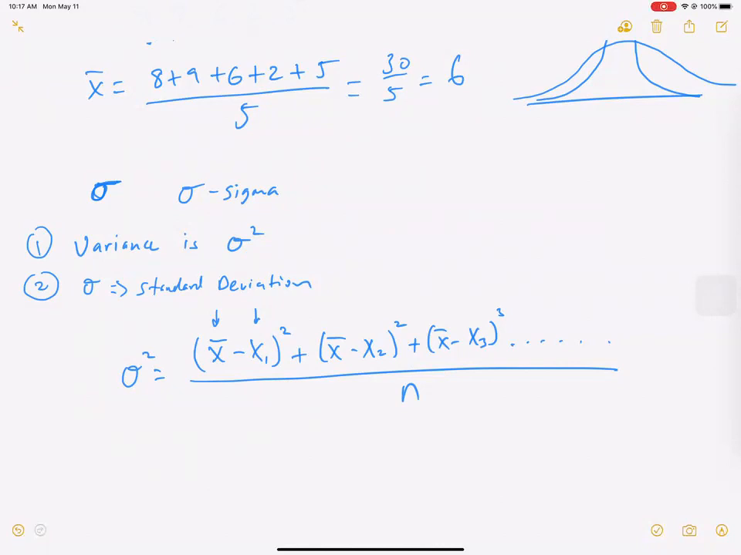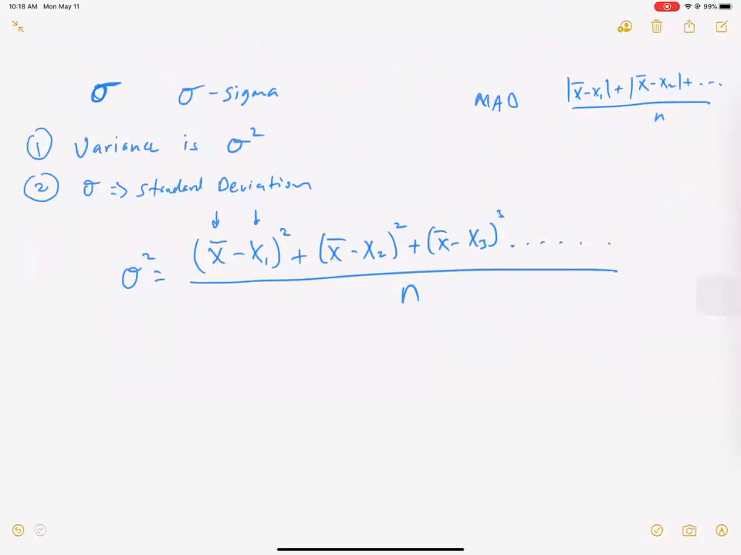Except in absolute deviation, if you remember, our MAD, we did x bar minus x1, and then took the absolute value of that. Then we did the same thing down the line, and divided by our number of terms. That's how we found our mean absolute deviation. So for standard deviation, we want to find variance first, and variance is calculated using our mean. We subtract our mean from each term: mean minus the term, mean minus the term, mean minus the term.